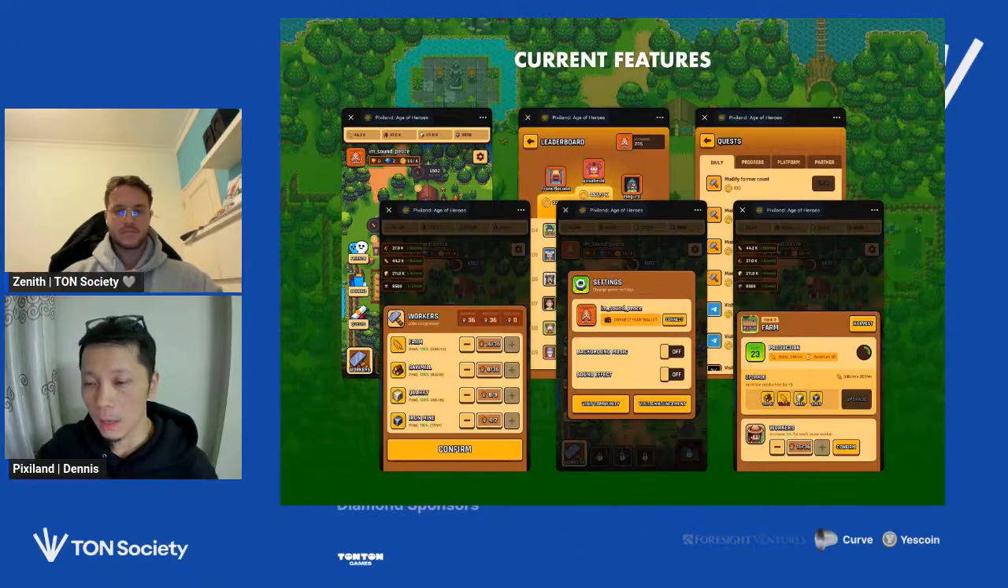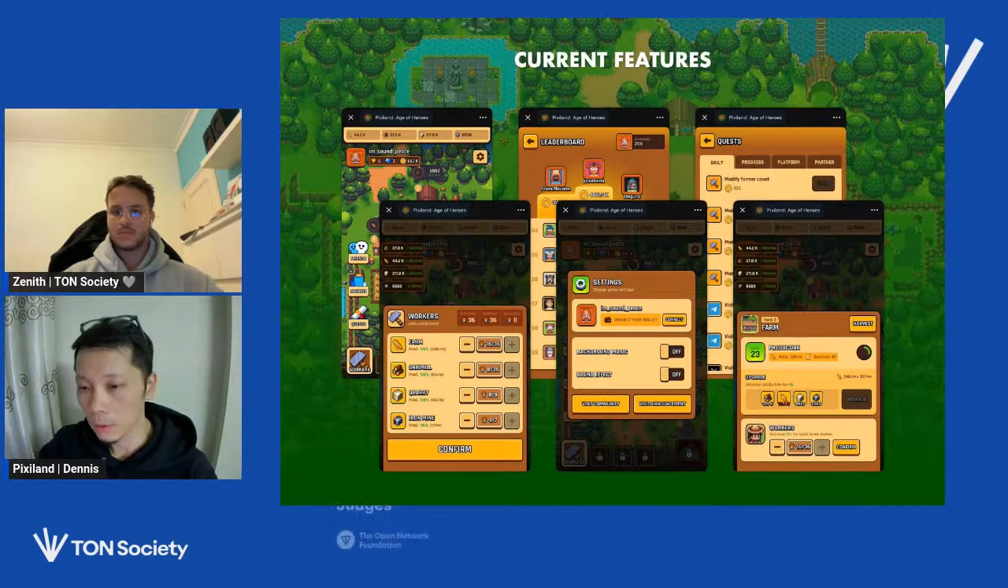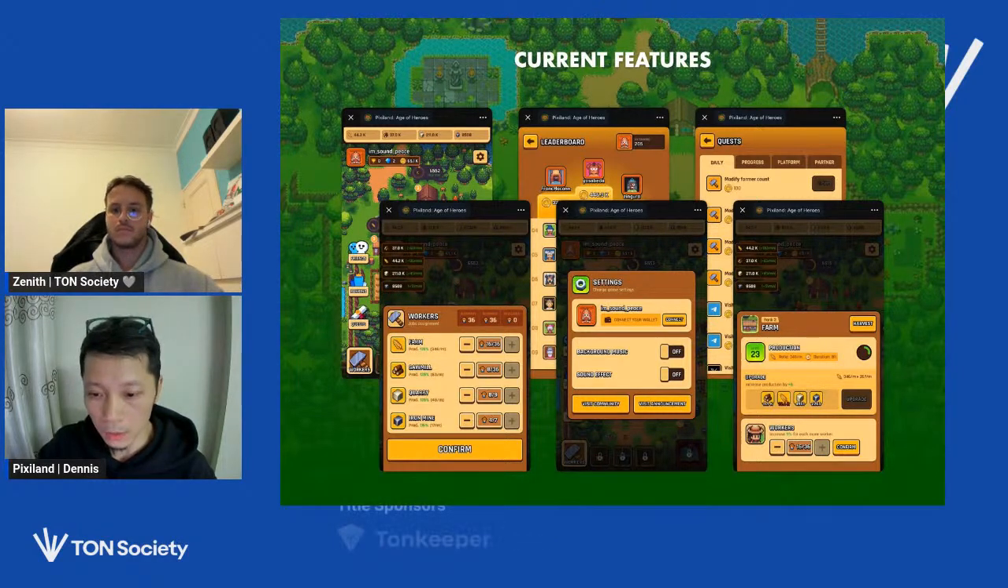And what are our current features? Right now, we already have a working bot in Telegram, and we have the leaderboard showing the top 100 players. We have the wallet working. We also have the quest features. We have the referral system working.